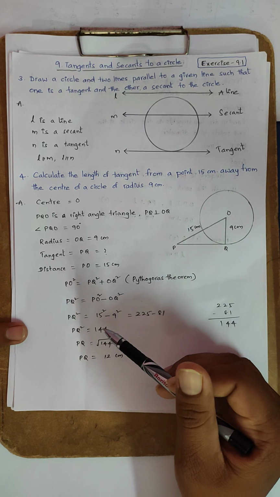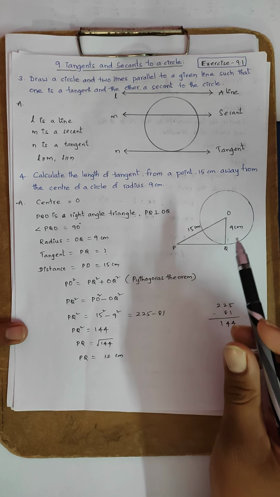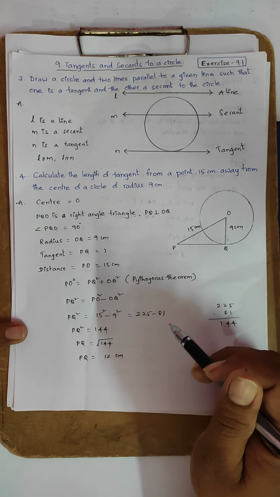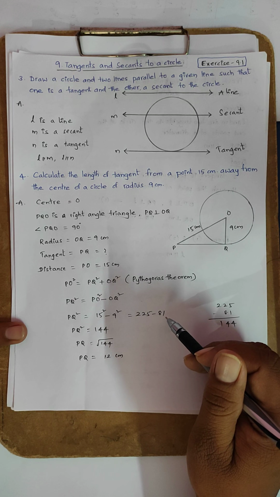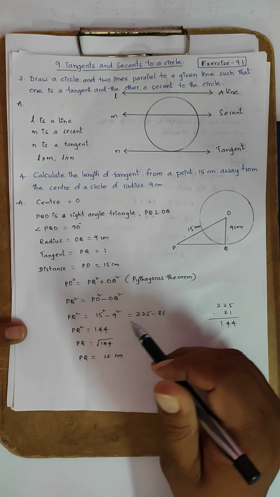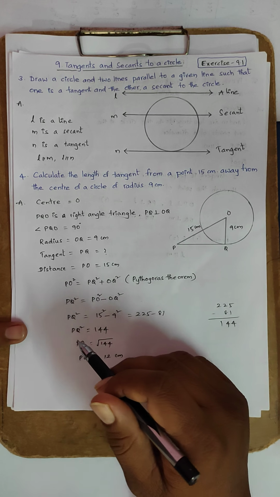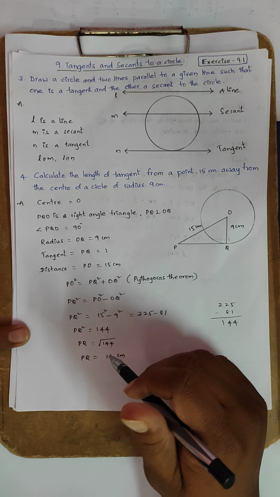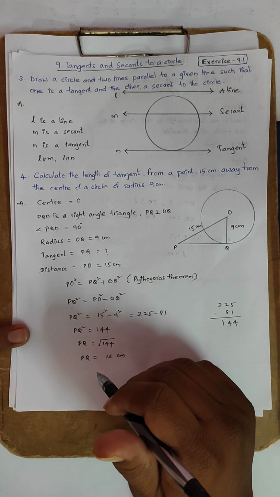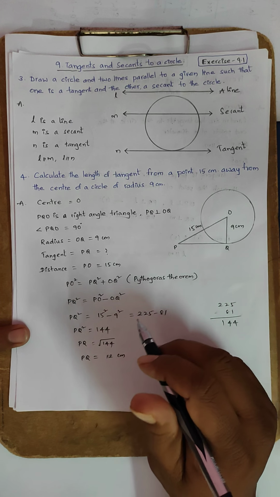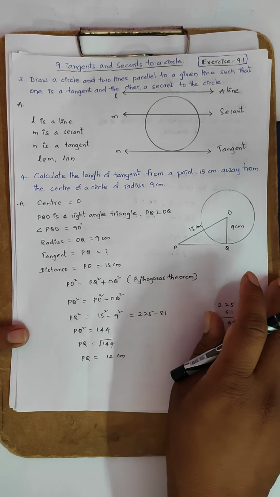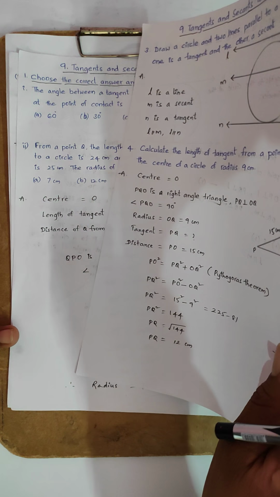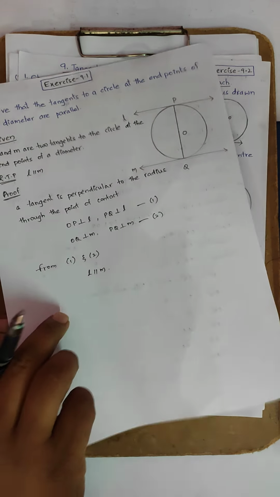PO value is 15 centimeter. OQ value is 9 centimeter. 15 square minus 9 square. 15 15s are 225. 9 9s are 81. The difference of these two numbers is 144. PQ square is equal to 144. PQ is equal to square root of 144. PQ is equal to 12 centimeter. Then the length of the tangent PQ is equal to 12 centimeter. Fourth one done. Okay, next, fifth one.